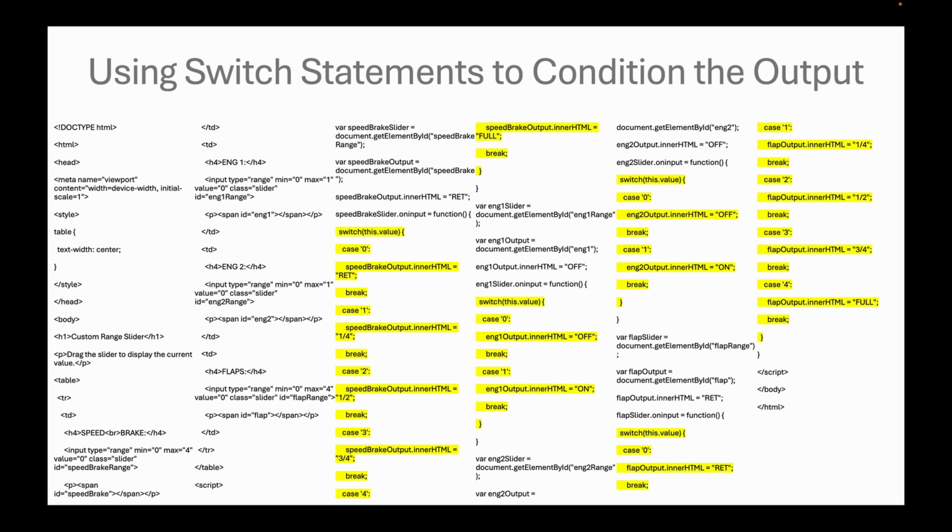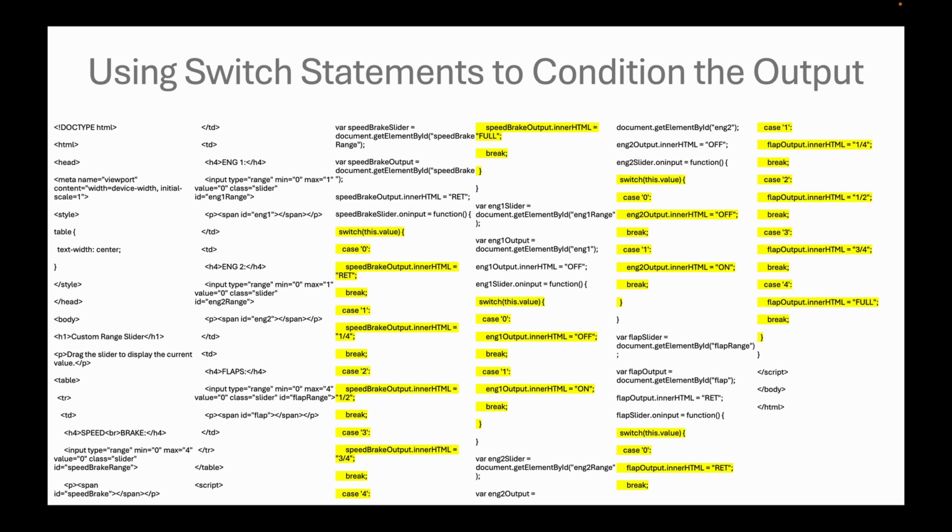If the case is 0, it displays the word ret, which is short for retracted. Case 1, it displays the fraction 1/4. Case 2, it displays the fraction 1/2. Case 3, it displays the fraction 3/4. And case 4, it displays the word full. This refers to the flap and speed brake levers of an airplane.